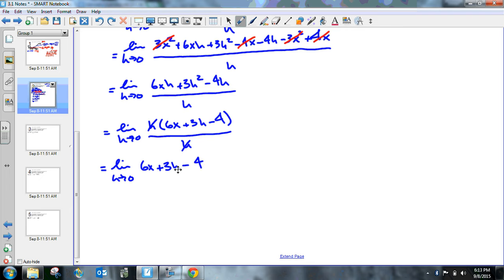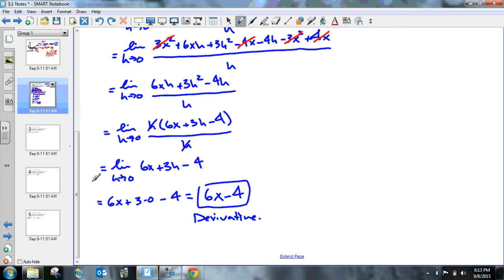Now, because I'm not dividing by an h, I can go ahead and plug in 0 here. And so I don't write my limit anymore. I have 6x plus 3 times 0 minus 4. And if I evaluate this, I get 6x minus 4. Folks, this is my derivative. It's a lot of work to get it, but we'll get there.